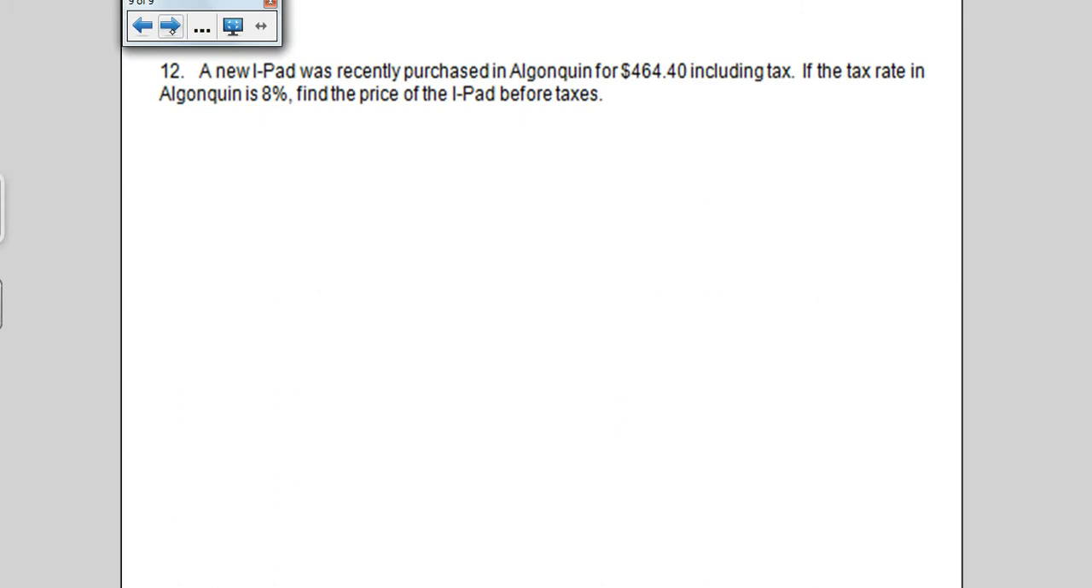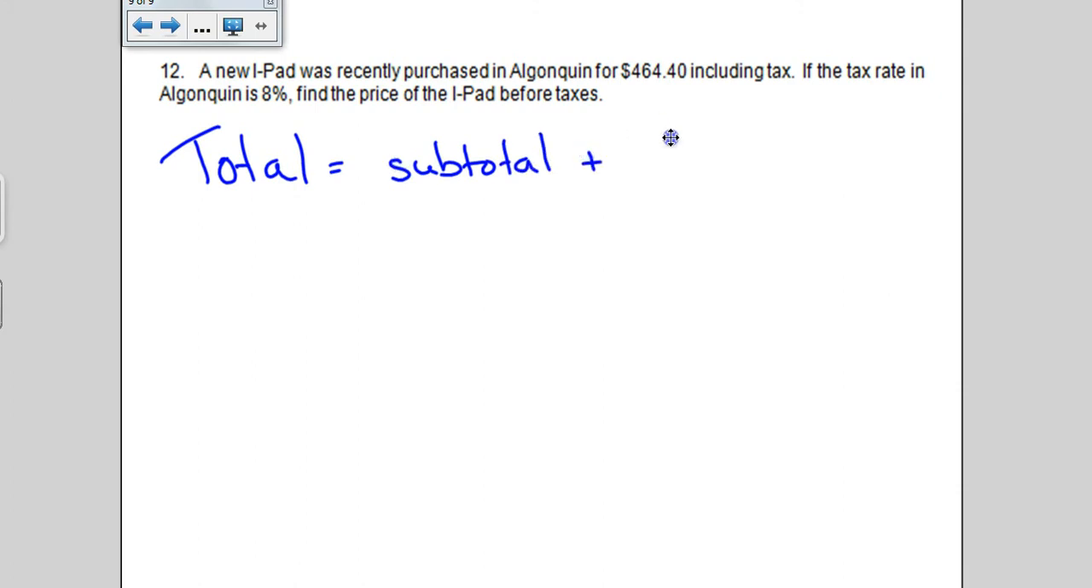A new iPad was recently purchased in Algonquin for $464.40, and that includes the tax. The tax rate in Algonquin is 8%. We need to go backwards and figure out the price before the taxes were added in. So when you buy a product, the way the cash register calculates it is, they're going to say your total is what we're going to call our subtotal, which is the price before taxes, times 1 plus your tax rate.